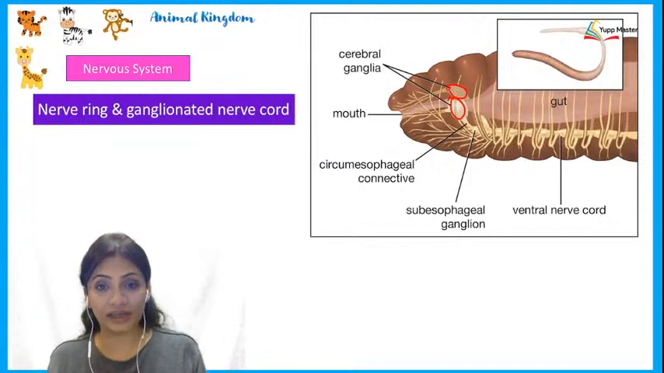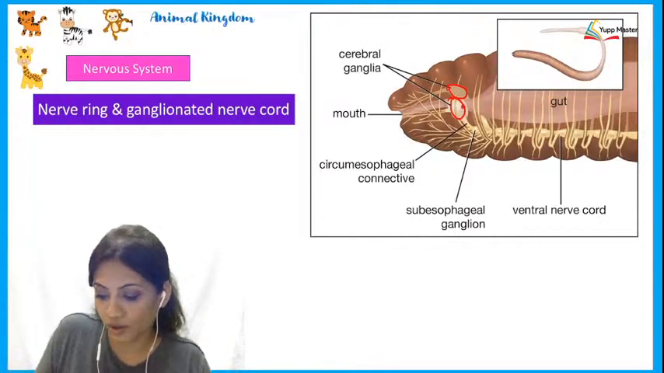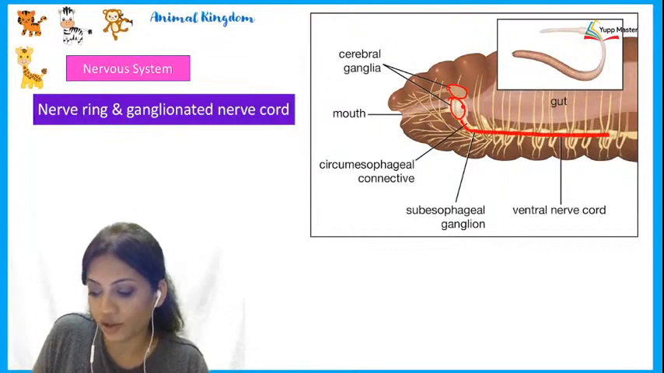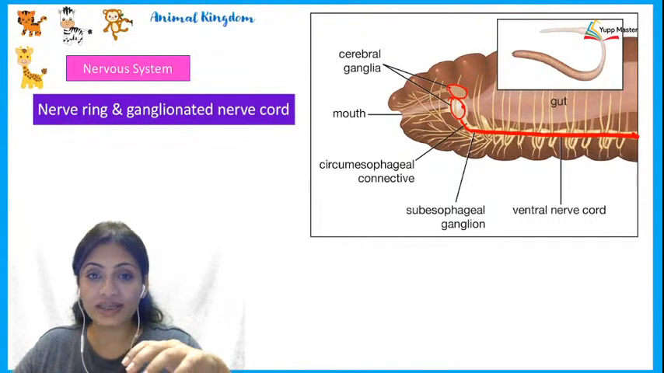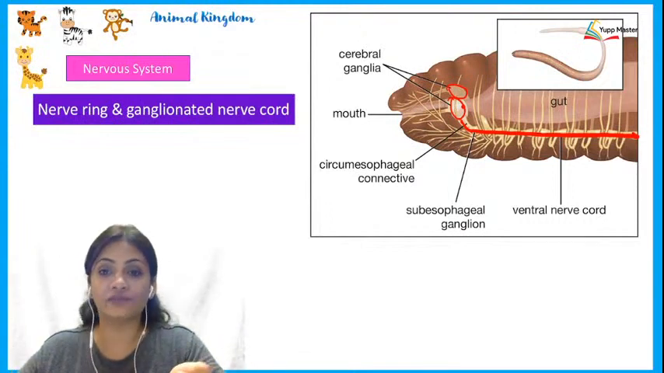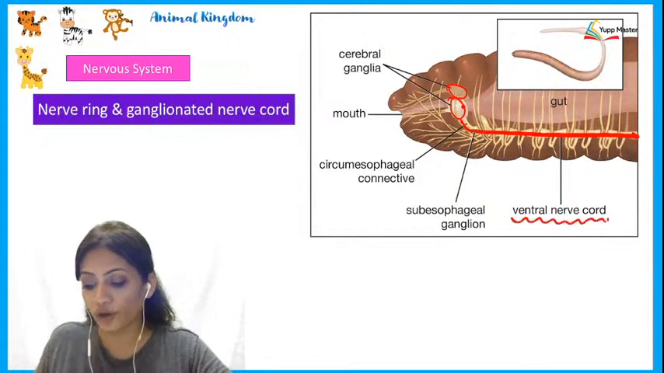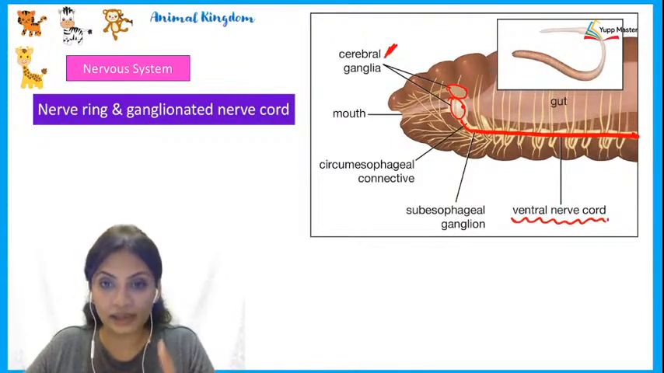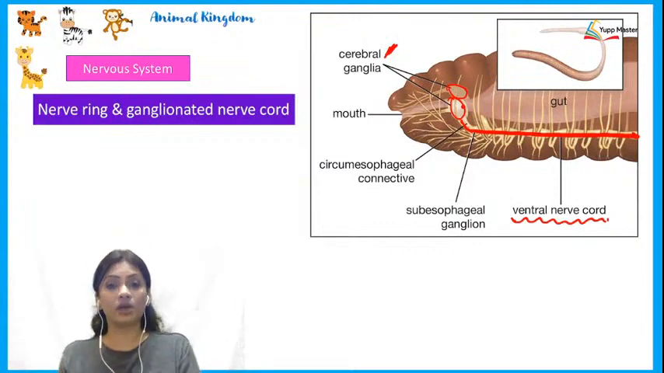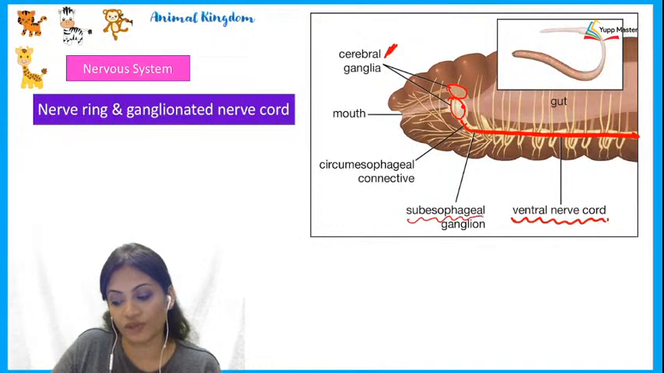The pair of ganglia leads to a nerve cord. This is the nerve cord we were talking about. That nerve cord is found in the ventral region, which is why we call it a ventral nerve cord. There is not only one cerebral ganglia, there is another ganglia too. It is present below the esophagus, hence we call it the subesophageal ganglion.